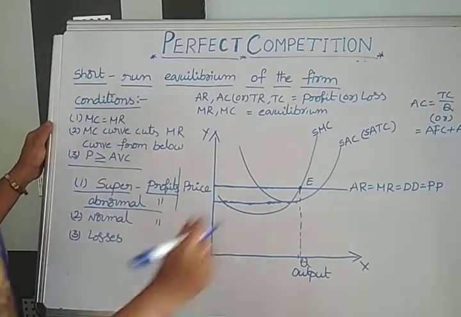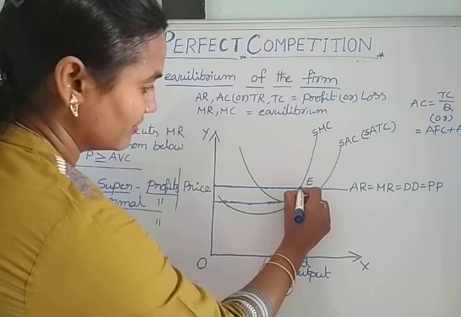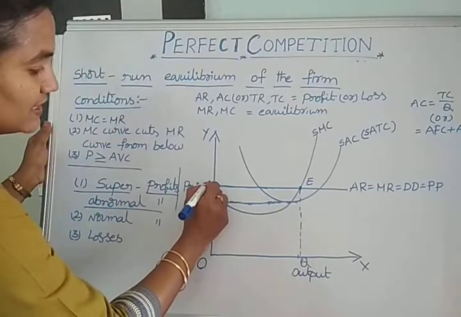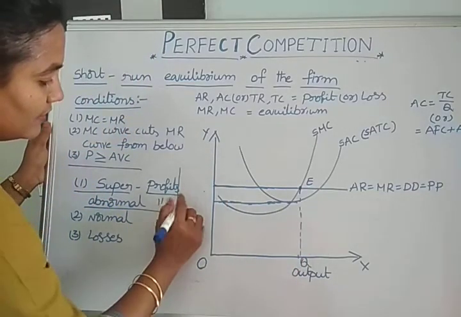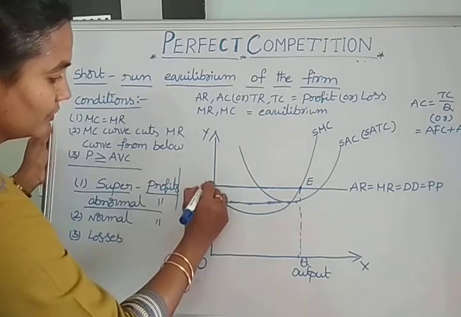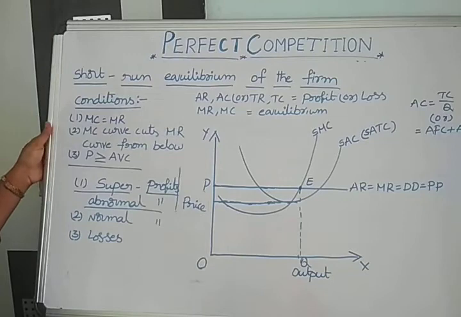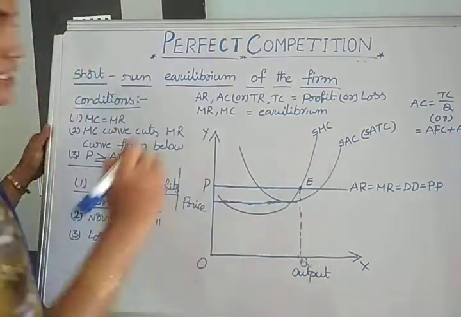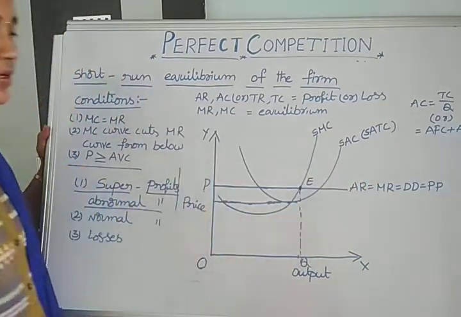Average cost. Then the same output line will touch the revenue. Then it is the revenue. So this is the revenue. Revenue we can also call price. So under perfect competition, revenue curves are parallel to the OX axis.